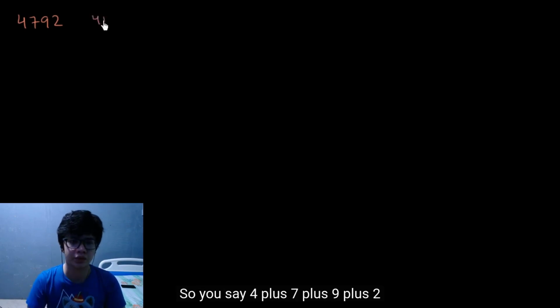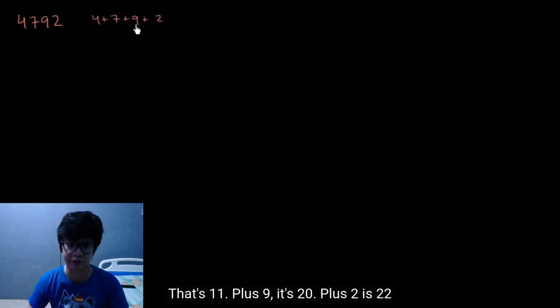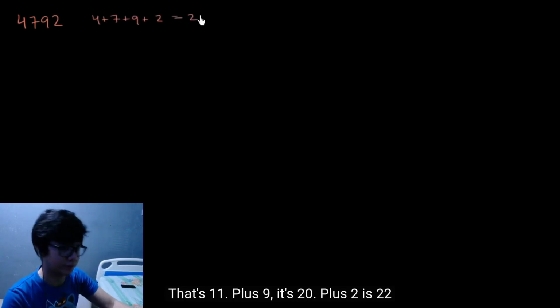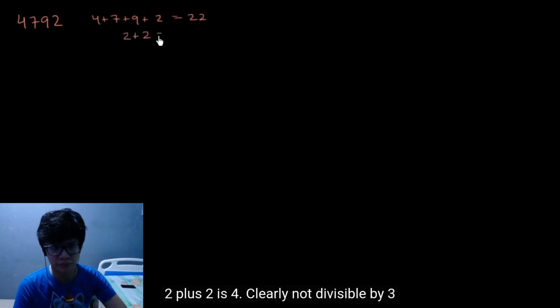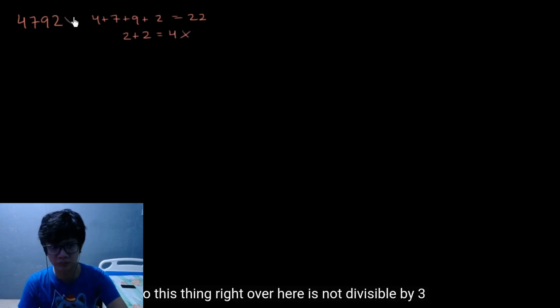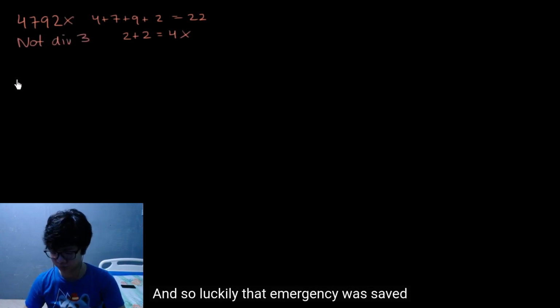So you say 4 plus 7 plus 9 plus 2. That's 11 plus 9 is 20 plus 2 is 22. That's not divisible by 3. If you were unsure, you could even add the digits of that. 2 plus 2 is 4. Clearly not divisible by 3. So this thing right over here is not divisible by 3. And so luckily that emergency was saved.